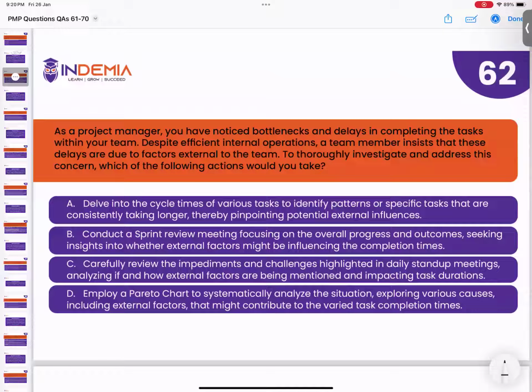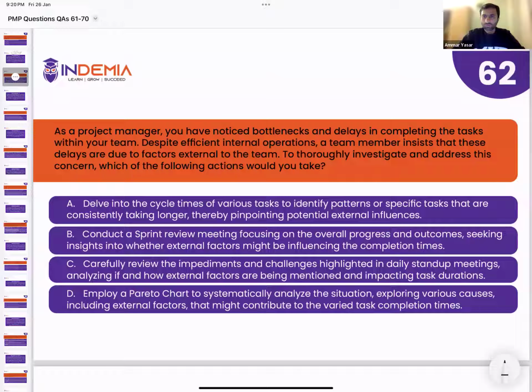It's probably the team is highlighting these things in stand-up. That's why I chose C. We don't really have to wait till the retrospective or team demo. As the team is bringing these items or bottlenecks up in stand-ups, that needs to be taken into consideration and we try to find a solution around the impediment. That's why I chose C.